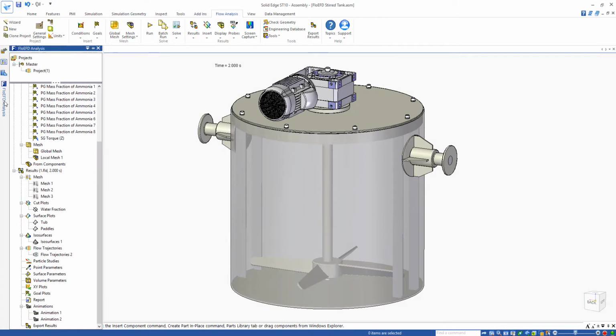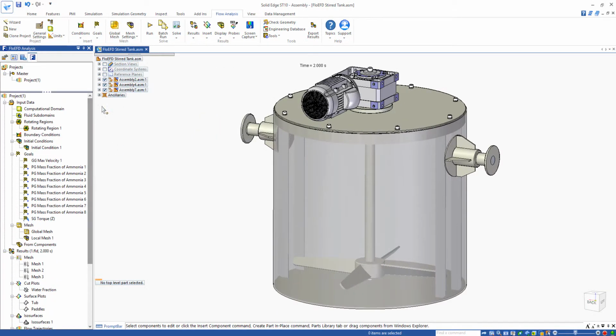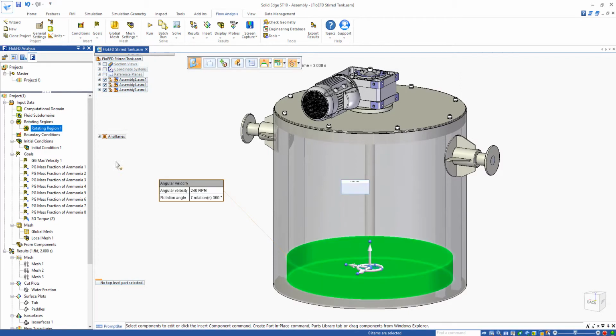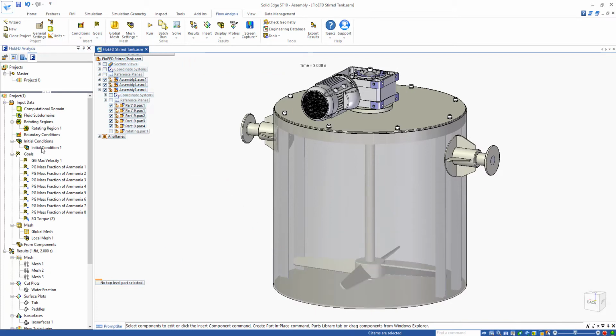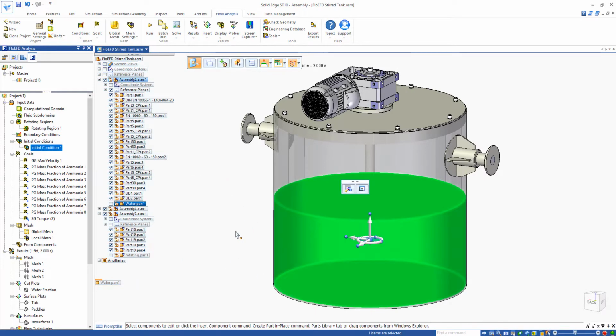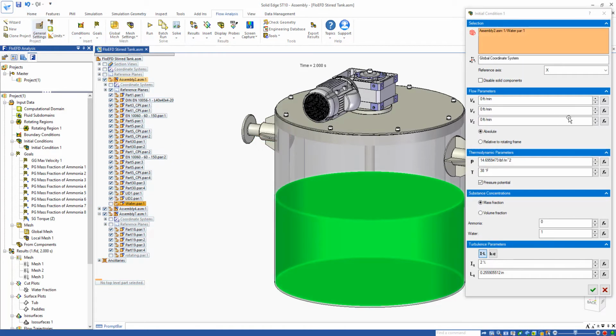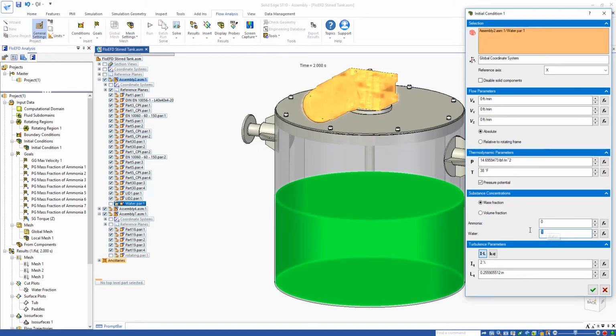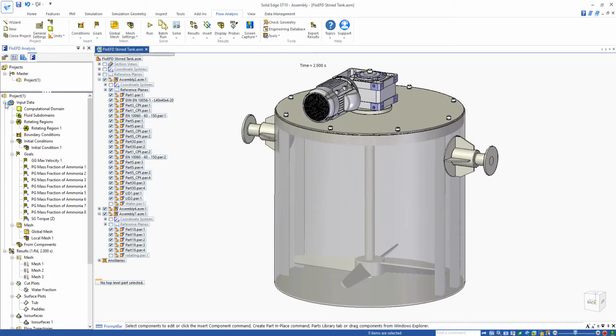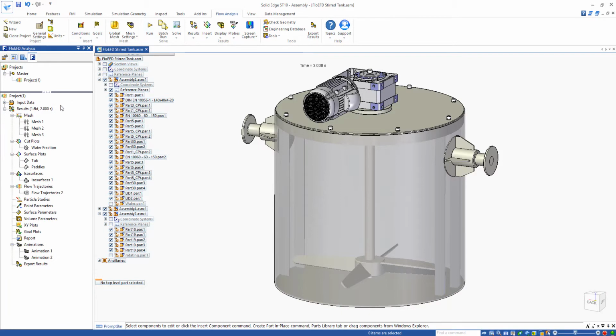Now if we come over to our FloEFD analysis tree, we can have a look at some of the setup here. So first of all, you can see that we have a rotating region on the paddles. We're moving at 240 RPM. The initial condition, you can see that there is a fluid level here. So the lower half of the tank is filled with water. If we look inside the properties here, we can see that we have water, 100% water at 38 degrees Fahrenheit, and we'd like to see what the mixture looks like at the end of that transient. So we can have a look at some of the results.